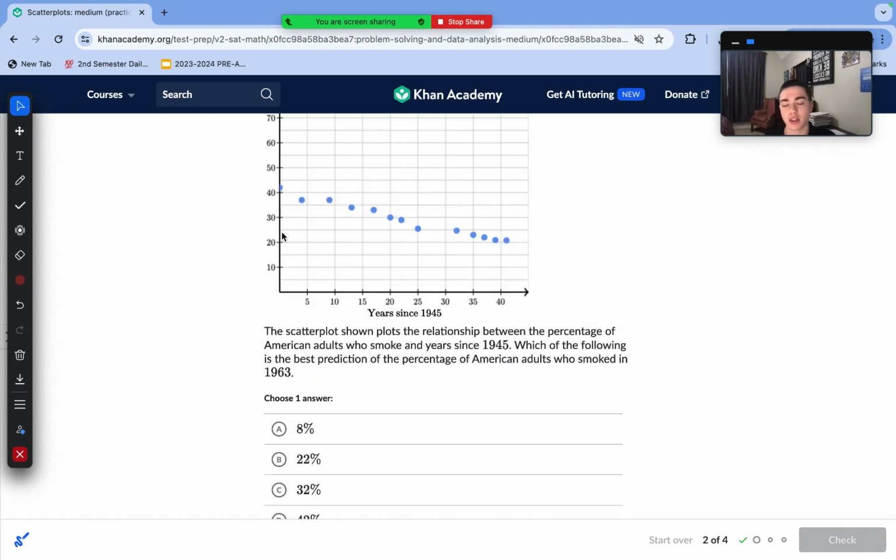Alright, on to this next one. The scatterplot shown plots the relationship between the percentage of American adults who smoke and the years since 1945. Which of the following is the best prediction of the percentage of Americans who smoked in 1963?